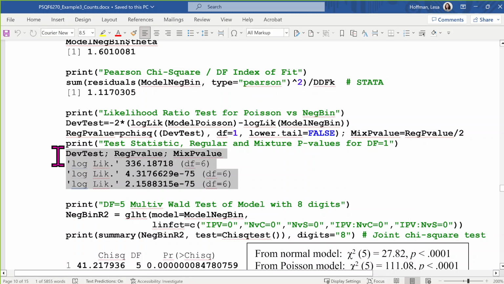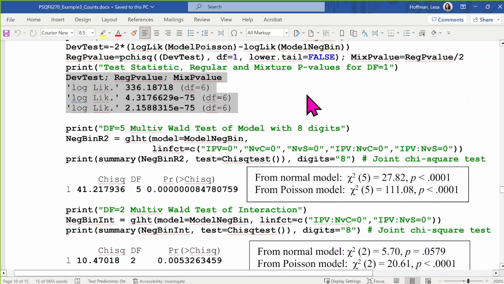So then the end result after asking for those three things to be printed, 336 is the difference in -2 log likelihood between models. That is my test statistic for whether negative binomial fits significantly better than Poisson. Here are the two p-values that go with that, and it is 0 to 75 decimal places. So yeah, just decidedly better. And it doesn't matter if I cut it in half or not to do the proper mixture, I'm going to come to the same conclusion either way. Negative binomial definitely fits a lot better than this.